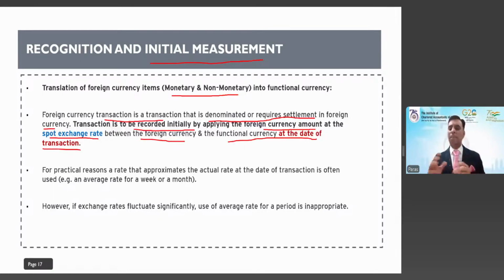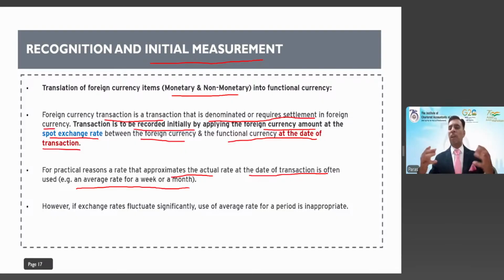So I will pass one simple journal entry in my books of account: trade receivable account debit to sales by 8,50,000 rupees, right? So you are required to identify the spot exchange rate on the date of transaction. But the standard further says, for practical reasons, a rate that approximates the actual rate at the date of transaction is often used. For example, an average rate for a week or month.